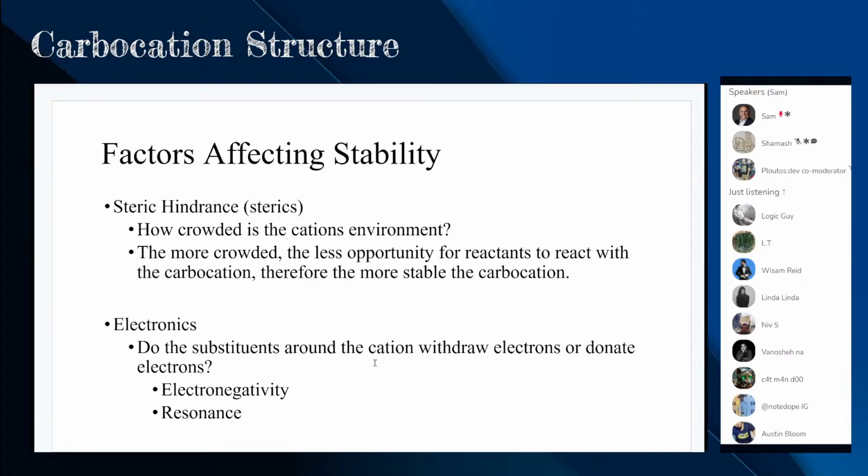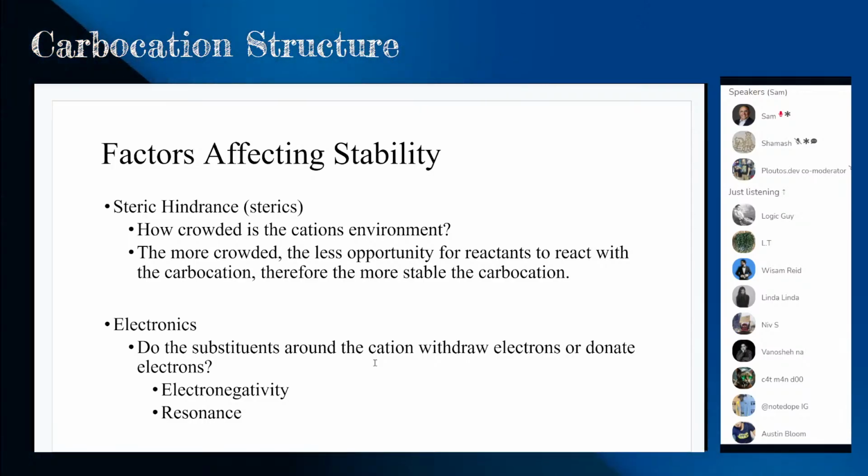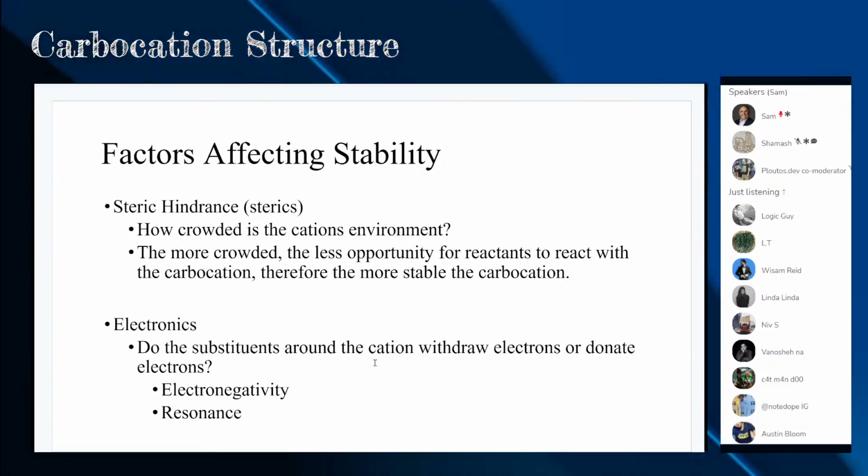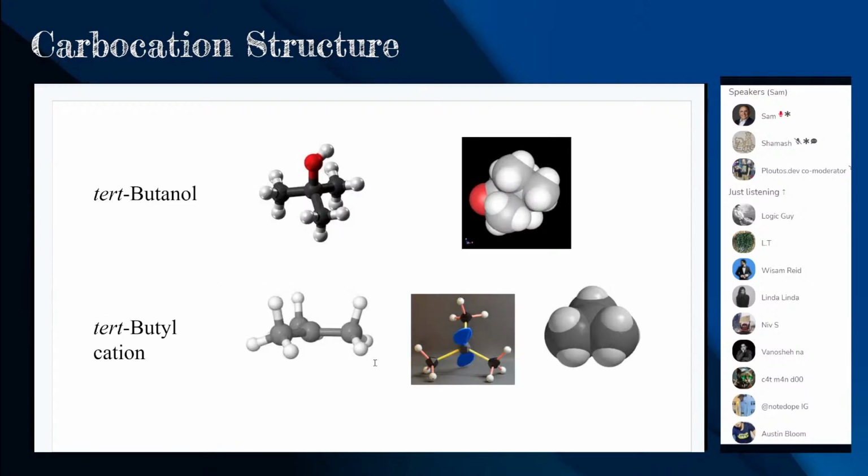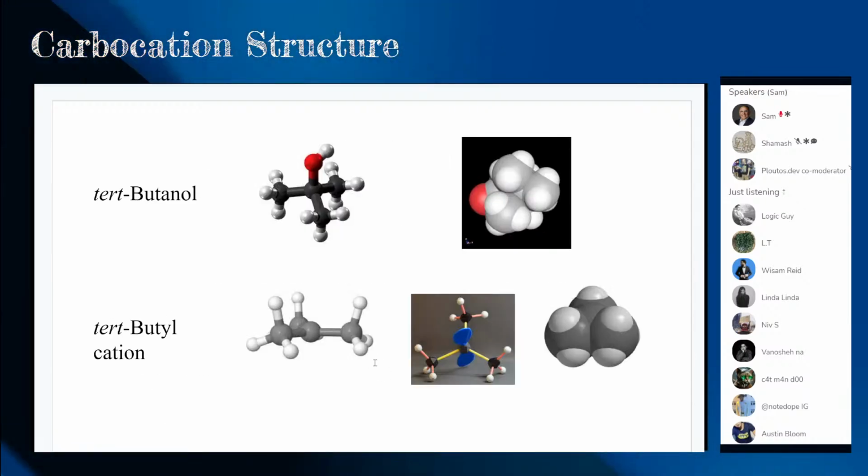And the other one is resonance. How are the electrons flowing around in the molecule? And so we're going to talk about these two, sterics and electronics, individually. First, sterics. We kind of touched on this the last time, slide 5.